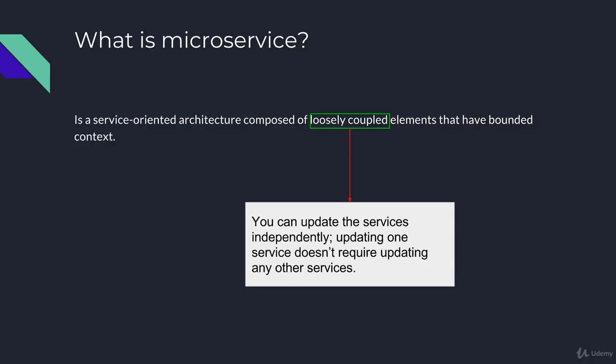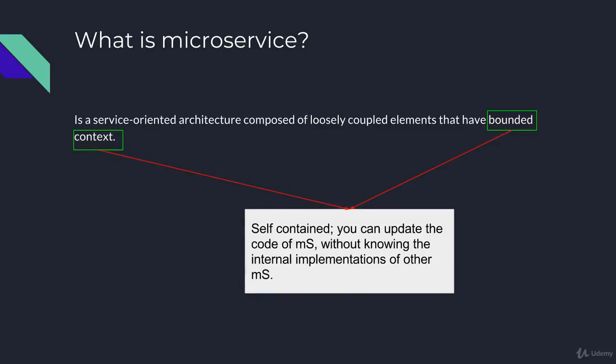You can update them. You can release them without affecting any other microservice. So updating one service does not require you updating any other service because all of them are independent of each other. And bounded context means that the microservice is self-contained, so you can update the code of a microservice without knowing the internal implementation of any other microservice.